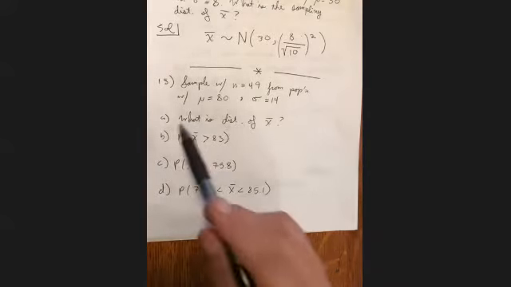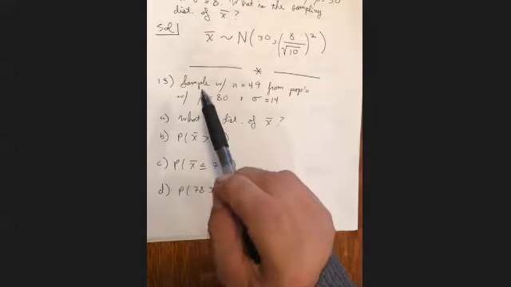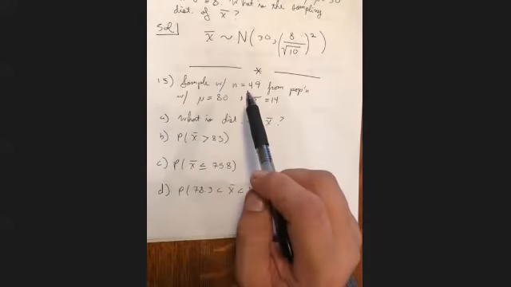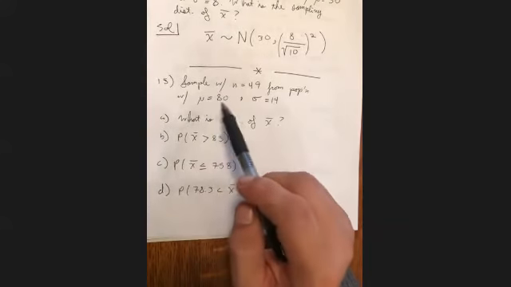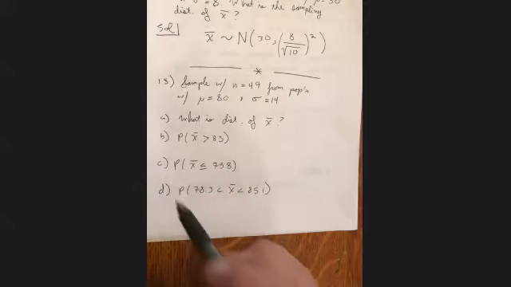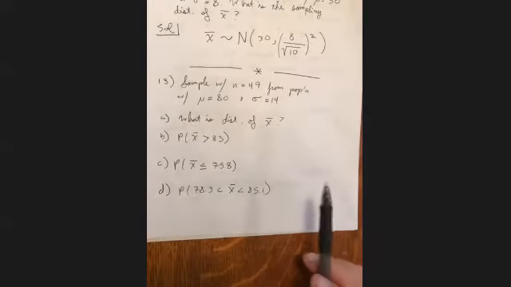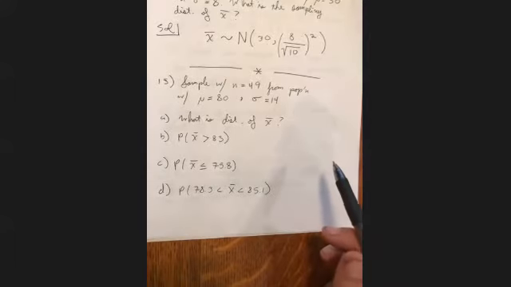All right, now we're looking at problem 15. In problem 15, we are given a sample of size 49 from a population whose mean is 80 and standard deviation is 14. So this is a multi-part problem. First part, part A asks, how is X bar distributed?